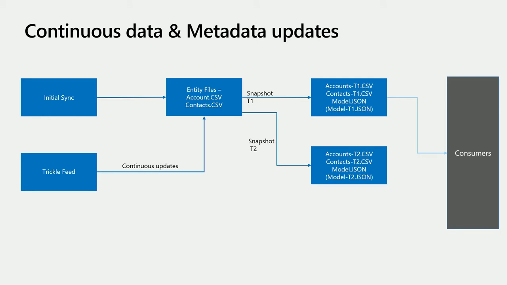Now, at T2, after an hour, when the next snapshot comes in, we look at which entity files have changed. Okay? In this example, both account and contacts have changed. So another snapshot for those files is generated, accounts T2 and contacts T2. And now model.json, instead of pointing to the older files, points to the new files. Any new consumer coming in from T2 onwards can start reading the new snapshots. Now imagine a consumer that is reading the T1 snapshot and takes 4 hours to process the files. It's pretty common, right?